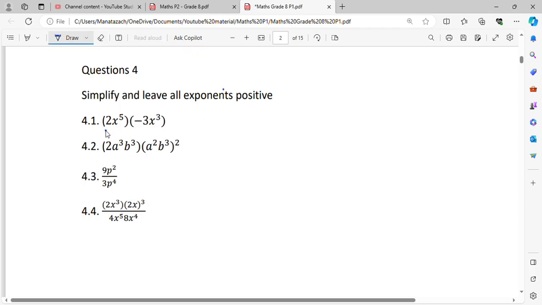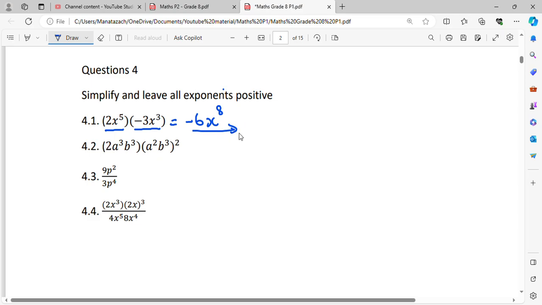So here you'll have 2x to the power 5 multiplied by minus 3x to the power 3. So you first have to multiply the numbers. 2 times minus 3 will give you minus 6. x to the power 5 times x to the power 3 will give you x, and then 5 and 3 is 8. So that will be the answer.